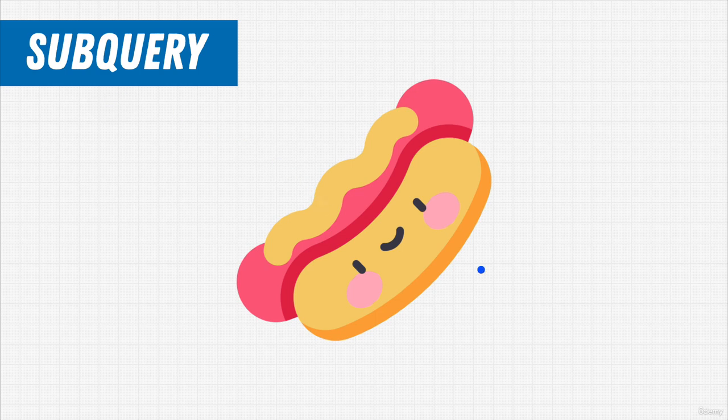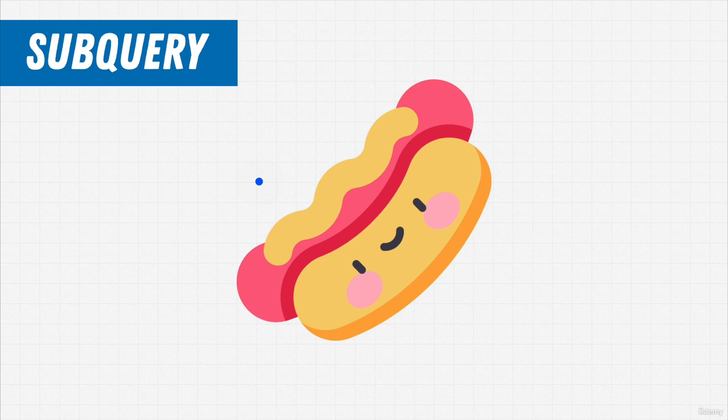Now you may be thinking, why did I choose this icon here? What does a hot dog have to do with a subquery? Well, let me explain that to you real quick. It's very, very hard to find the right icons for the right concepts.